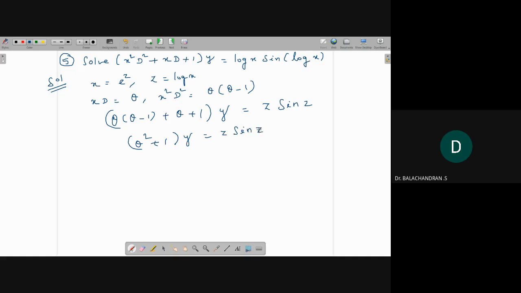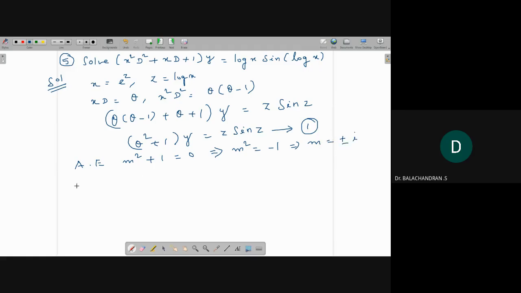This is a type number... What is the type number? Type 5. Yes. So algebraic into sin az. The auxiliary equation is m² + 1 equal to 0. This implies m² equal to minus 1, which implies m equal to plus or minus i.